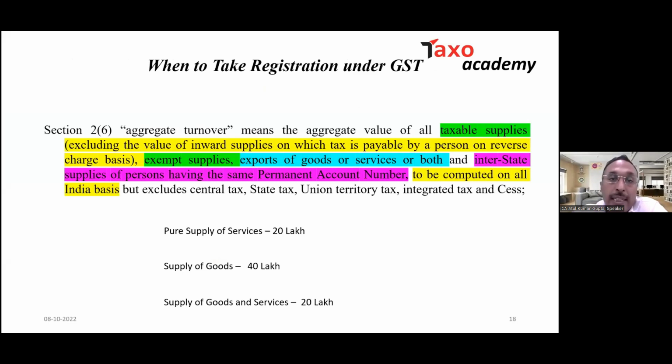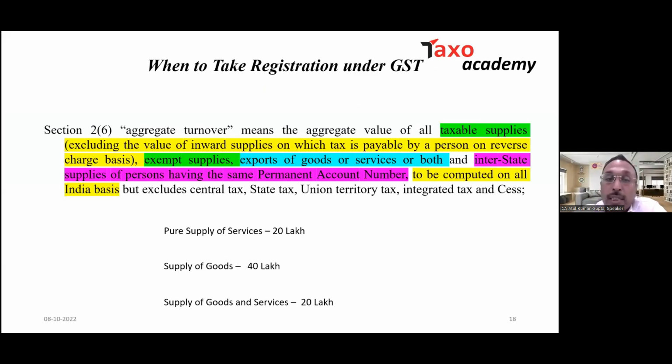Then, my dear friends, I discussed with you when to take the registration. In case your turnover is more than 20 lakhs, if you are dealing purely in supply of service, but in case you are dealing in goods and service both, then the threshold is also 20 lakhs. But in case you are dealing only in goods, the threshold to take the registration is 40 lakhs.